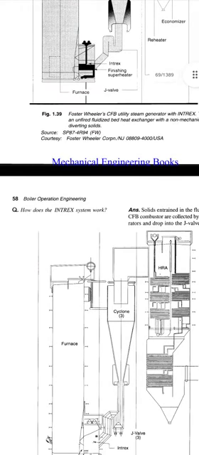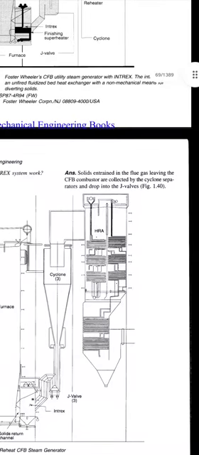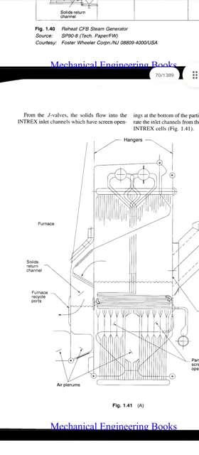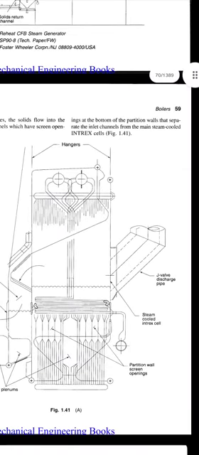Question: how does the Intrex system work? Answer: solids entrained in the flue gas leaving the CFB combustor are collected by the cyclone separators and drop into the J valves, meaning the loop seal. From the J valves, the solids flow into the Intrex inlet channels, which have screen openings at the bottom of the partition walls that separate the inlet channels from the main steam cooled Intrex cells.